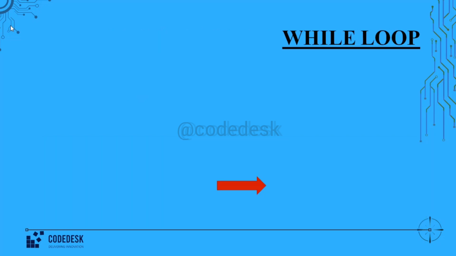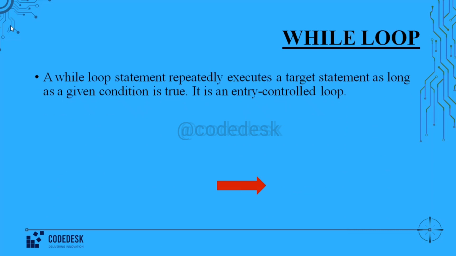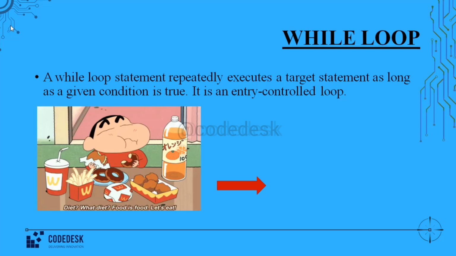First thing is the while loop. While loop means some group of statements has to be repeatedly performed as long as the given condition is true. This is also said to be an entry controlled loop.